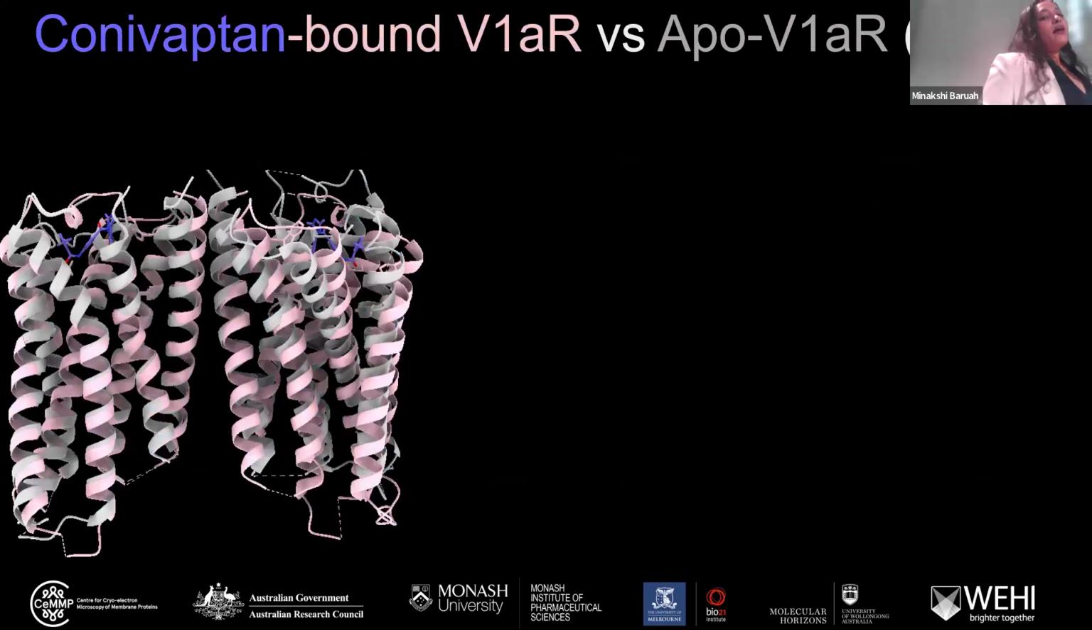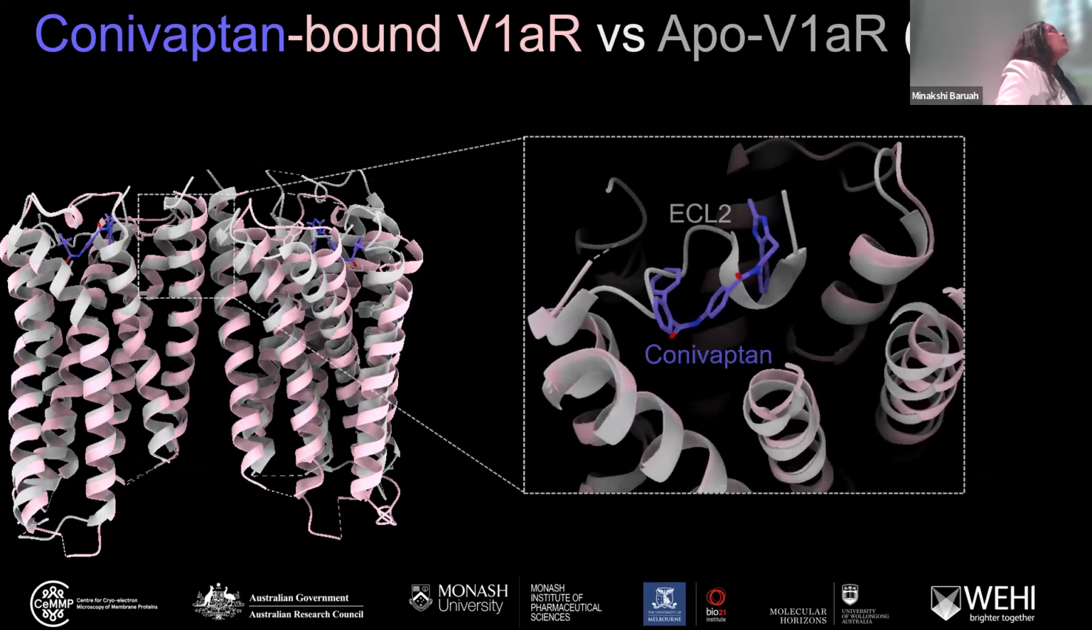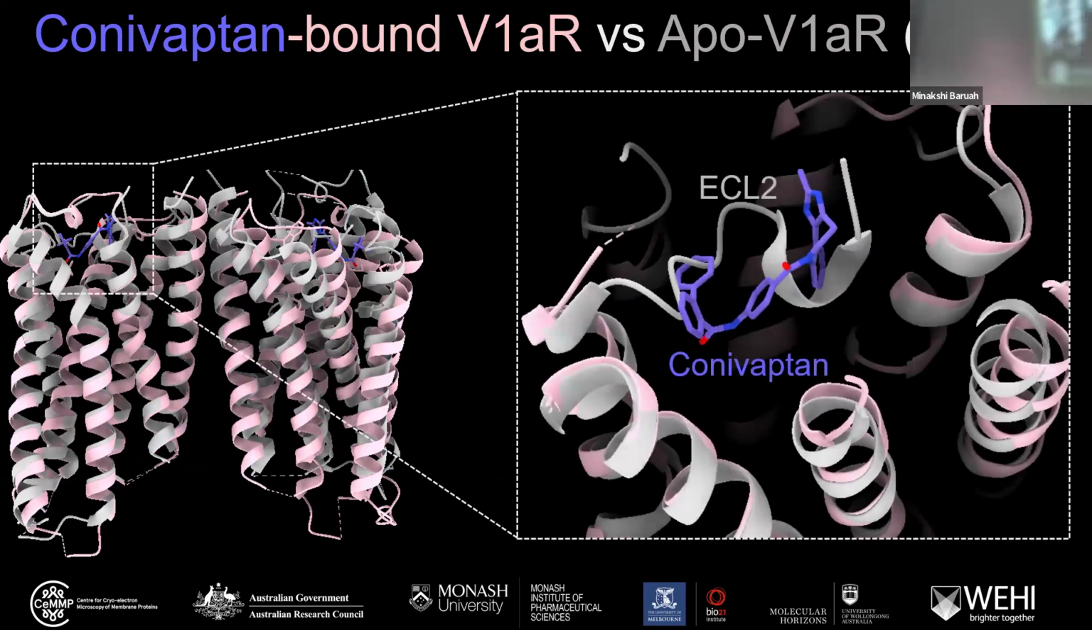Then we again compared our conivaptan bound V1AR with the APO V1AR. Now, this is a tricky one. Because here we can see they have modeled ECL2 there and we have modeled conivaptan there. And when we overlaid those two structures, they clash.